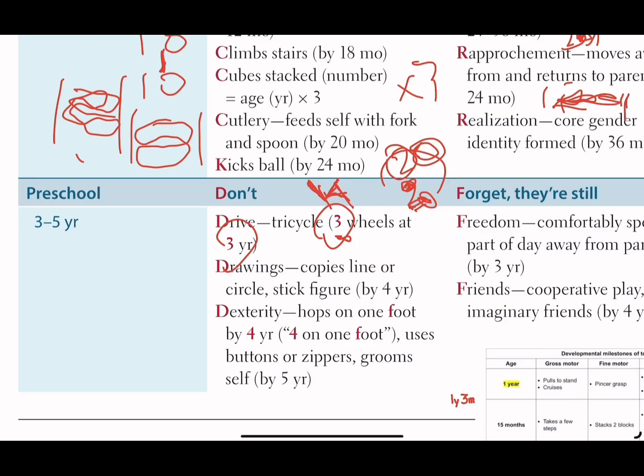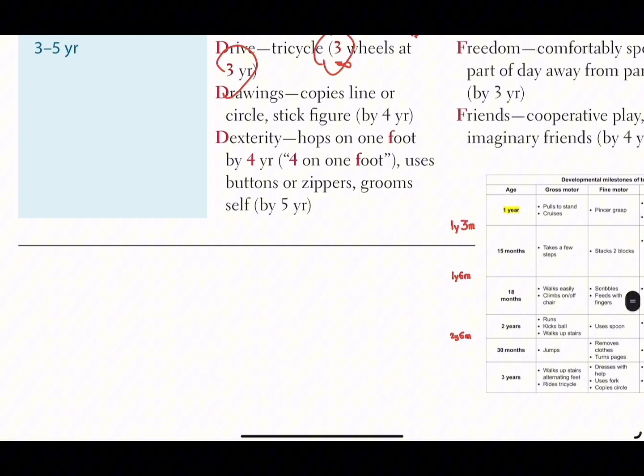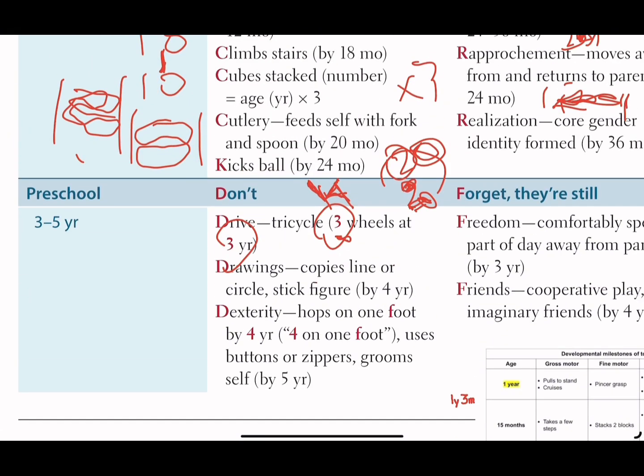Drawing: copies lines or circles, stick figures by 4. Stick figure by 4 years. Let's remember that a stick figure is made by 4 lines. 1, 2, 3, 4. And copies line or circle. Circle, 1, 2, 3, 4 quarters, and line.